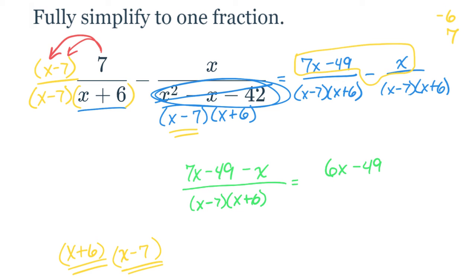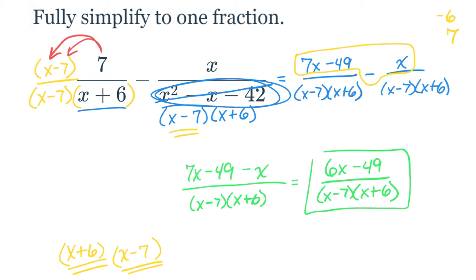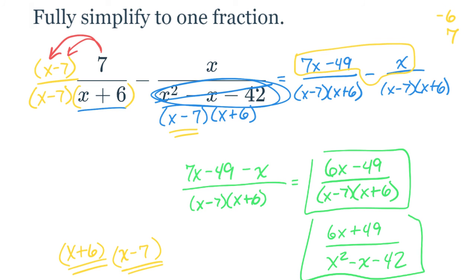49 has no like terms, so we put it just like that. And this would be over x minus 7 times x plus 6. This is what Delta Math wants to see, but I want you to keep in mind this is real easy to put back together because we factored this down, so this obviously came from where we started, which was minus x minus 42.